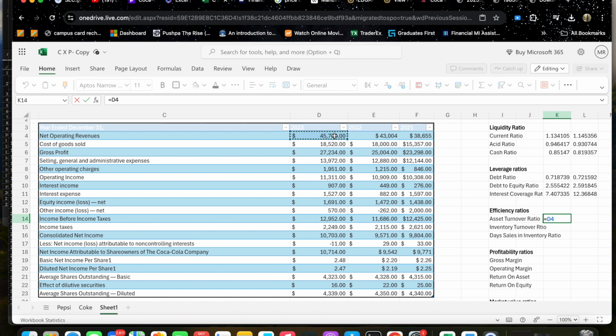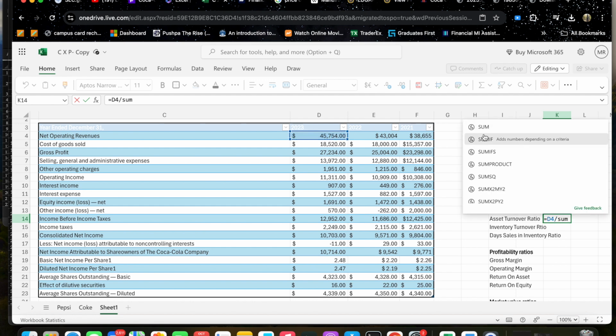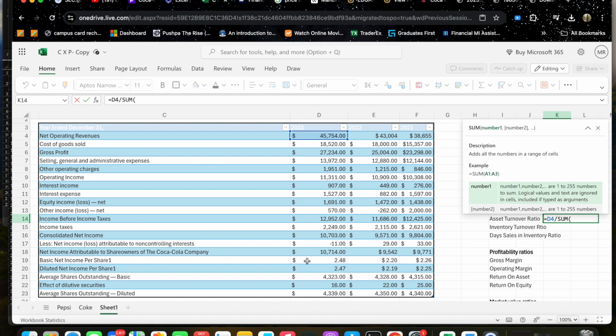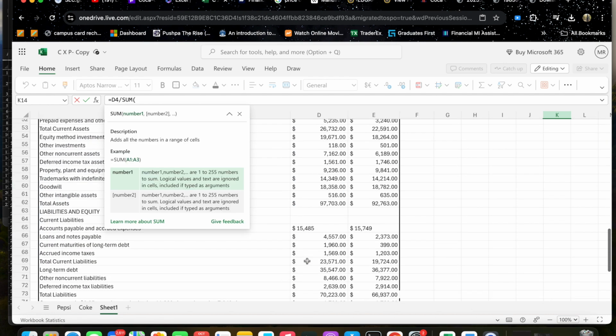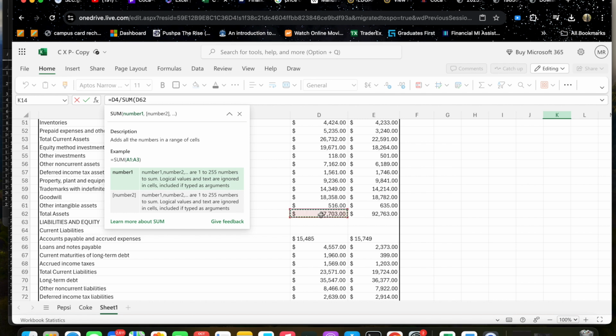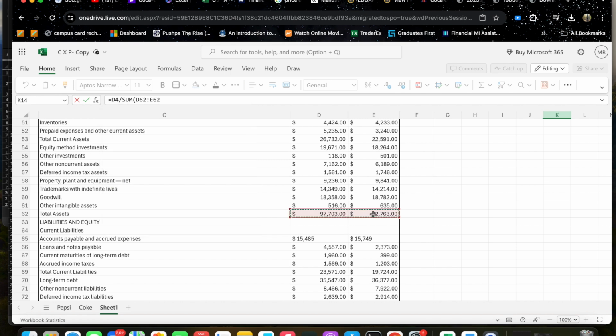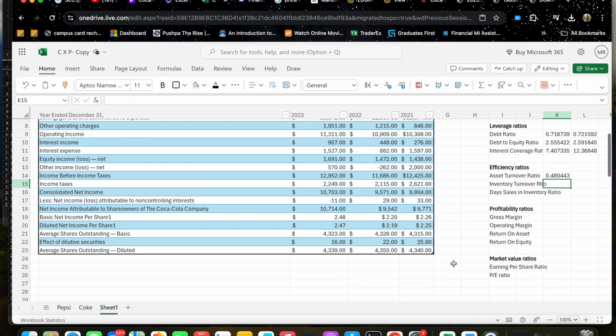Now efficiency ratio we have to do. So asset turnover ratio should be net sales divided by the average asset. So we have to make the asset average, and we'll follow the same methodology that we followed for PepsiCo. Take the proxy average of 2023 and 2022 for the average of 2022, because we don't have the data of 2021.